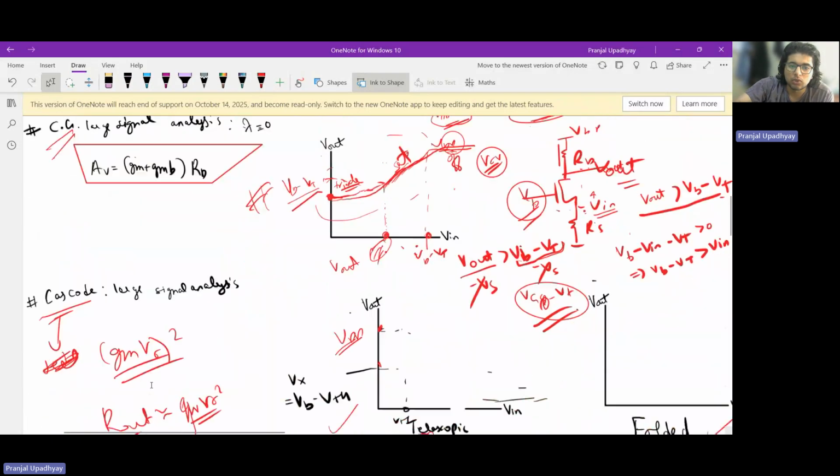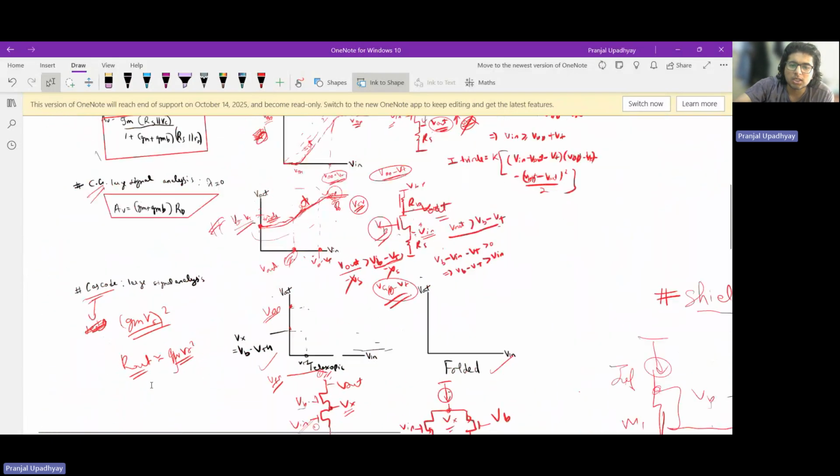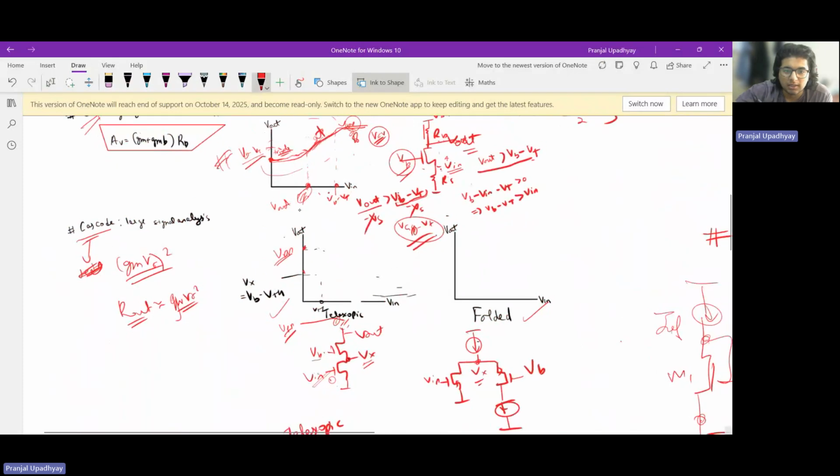And now let us just move on to cascode, right? We already discussed the basic properties of the cascode, that the gain is of the order of gm R naught square, and Rout is basically of this order. And so what will be the large signal behavior if you were to talk about it?